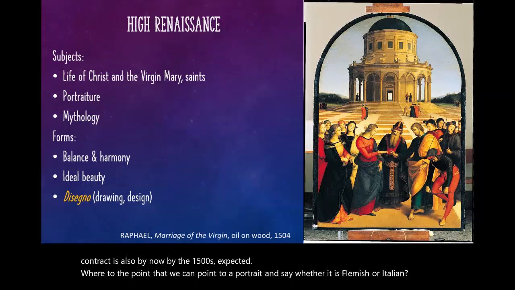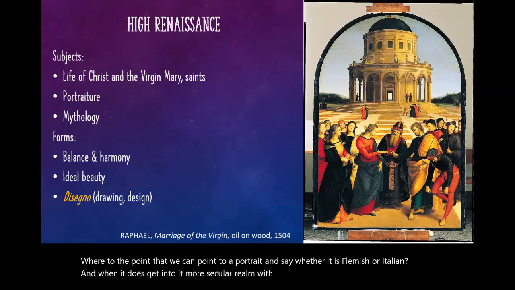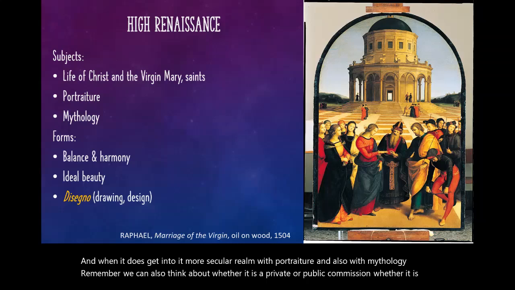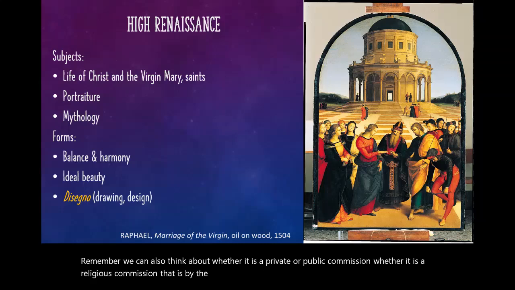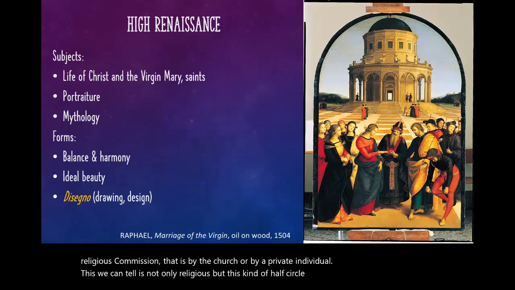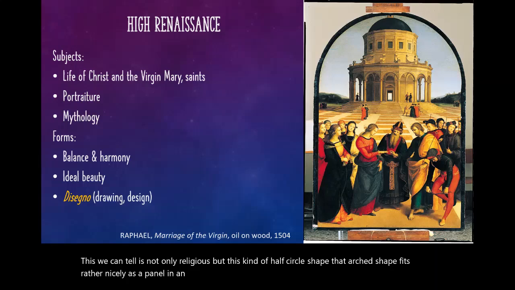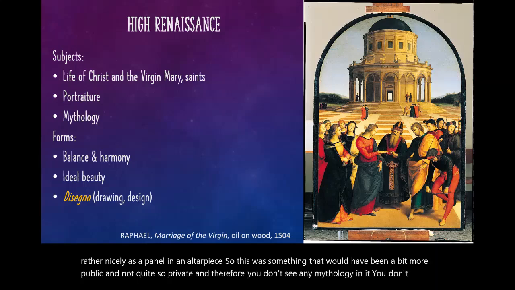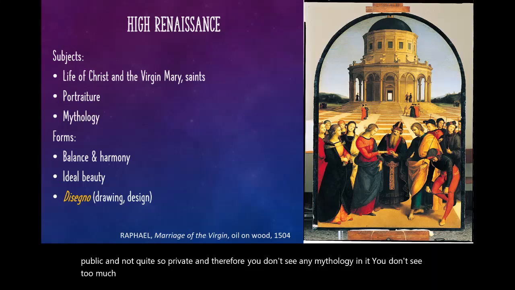And when it does get into the more secular realm with portraiture and also with mythology, remember, we can also think about whether it is a private or public commission, whether it is a religious commission that is by the church or by a private individual. This, we can tell, is not only religious, but this kind of half circle shape, that arched shape, fits rather nicely as a panel in an altarpiece. So this was something that would have been a bit more public and not quite so private, and therefore you don't see any mythology in it. You don't see too much imagination, too much fan fiction, I should say.